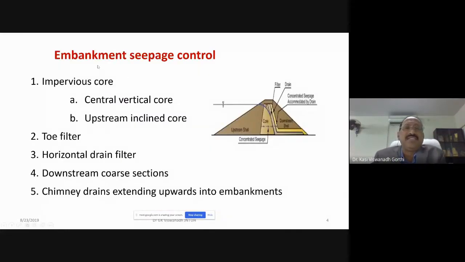First one, let us see embankment seepage control through the section, through the body of the earth dam. How to control? You may have the impervious core, which could be a central core or maybe an upstream inclined core. Then by providing a filter at the toe portion, or by providing a horizontal drain or a drainage filter. And then a downstream coarse section or chimney drains extending upwards into the embankment. Let us see one by one under this embankment seepage control.